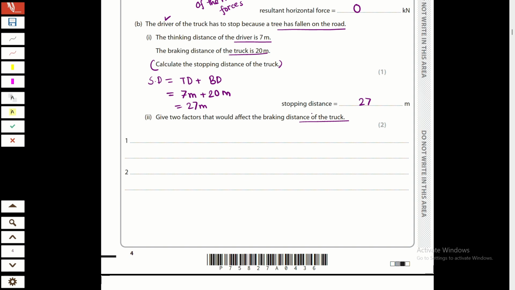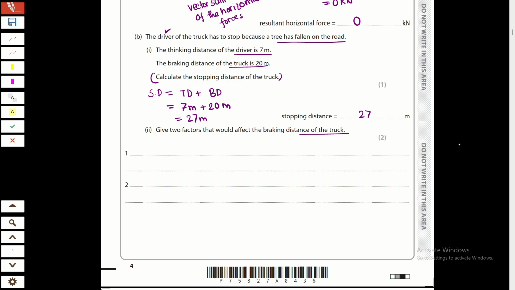The braking distance is basically affected by the speed of the truck, the mass or weight of the truck, condition of the tires, condition of the road, condition of the brakes. So these are the possible factors that affect the braking distance of the truck. There are other factors as well, but I will only be writing the common ones, and memorizing them will help you achieve full marks in these types of questions. I will be writing all the factors, but you just have to write any two for this question.